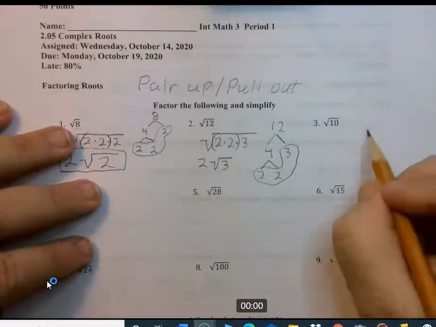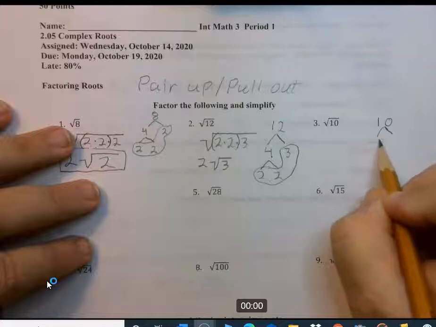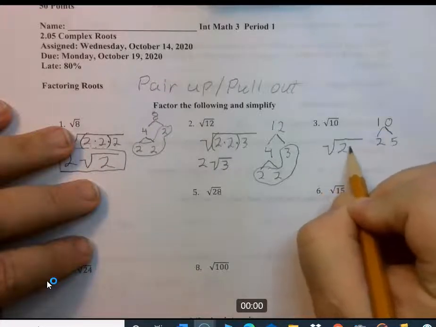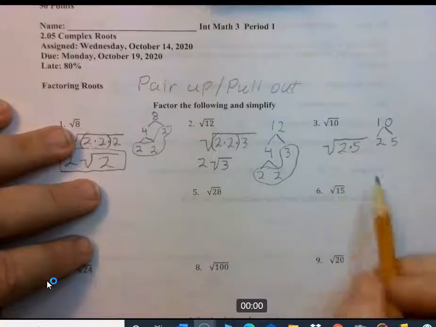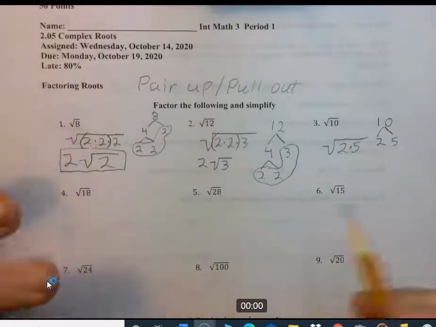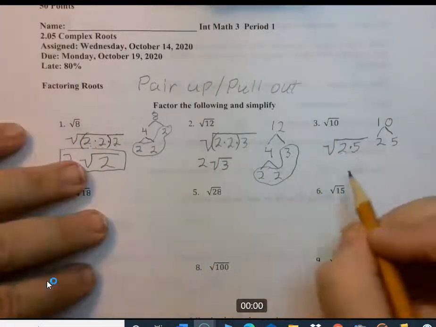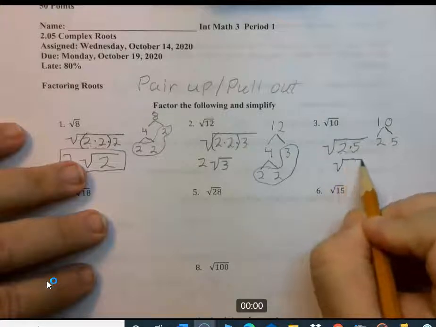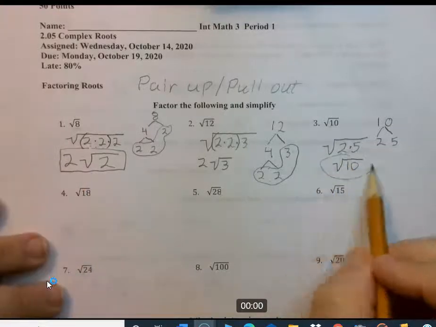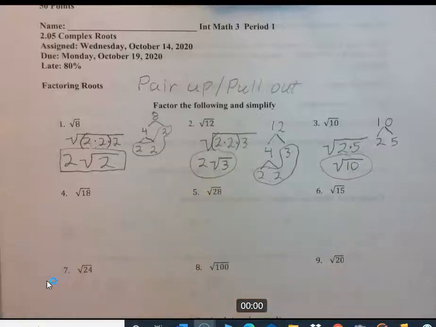How about 10? 10 can be broken down into prime numbers 2 times 5, but neither of those can be paired. So you can't do anything to simplify it. It's already in simplified form. So you would just leave it as square root of 10. Go ahead and circle the answers here. All right, let's do a few more and then I'll leave the rest.